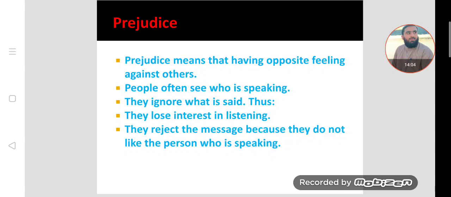People often see who is speaking. Yes, they have interest not in the message delivered by the speakers, but they have interest in the speakers, that is, who is speaking. They are not interested in what is spoken by the speaker, but they limit themselves to the speakers. They ignore what is said, thus they lose interest in listening. They reject the message because they do not like the person who is speaking.